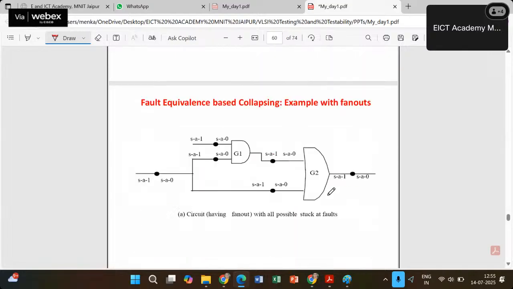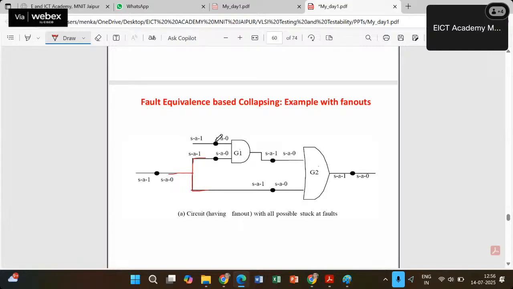So now, let's have the example for the stem case. So this is the case of fan out. Here, this is the stem, and then there is the branching. So we know that the stems and branches do not have any fault equivalence based collapsing. Only for AND gate and OR gate can we collapse the faults.